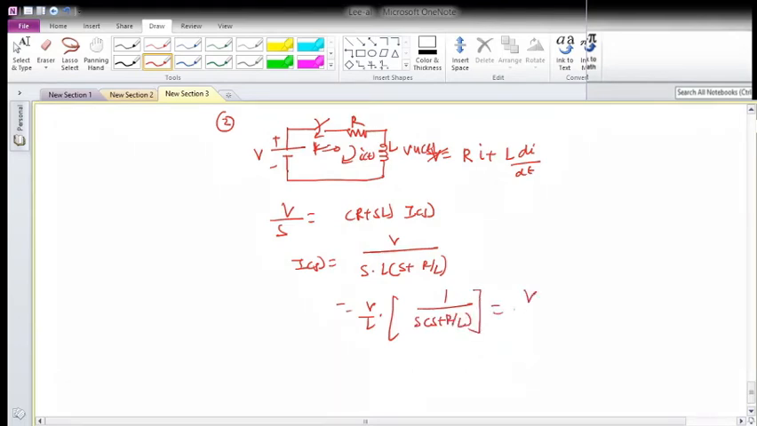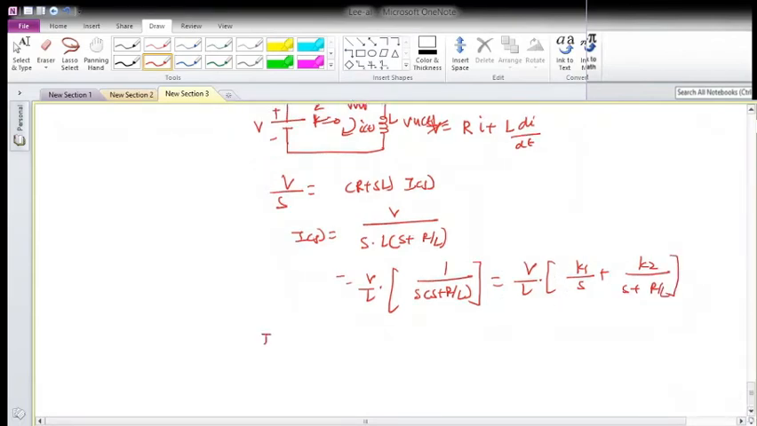Now I will use the partial fraction, so it will be K1 over S plus K2 over S plus R over L. You can find out K1, K2 as you know the process. I'll directly give you the values. K1 will be L by R, and K2 will be minus L by R. So L by R, if you put, L will cancel and R will be here. So it is V by R, 1 over S minus 1 over S plus R over L.